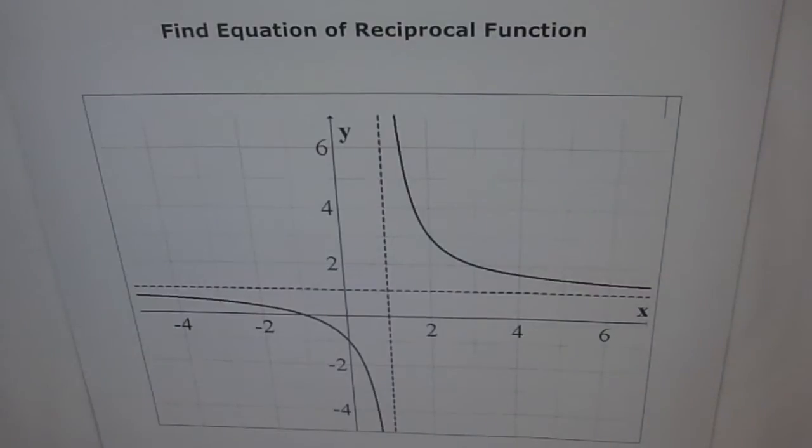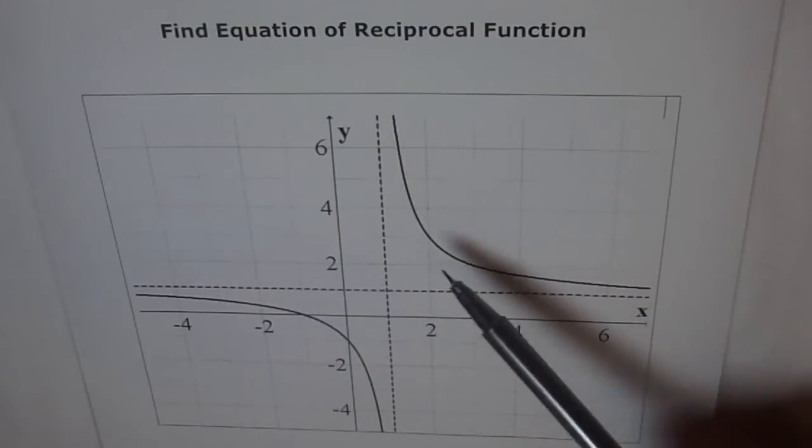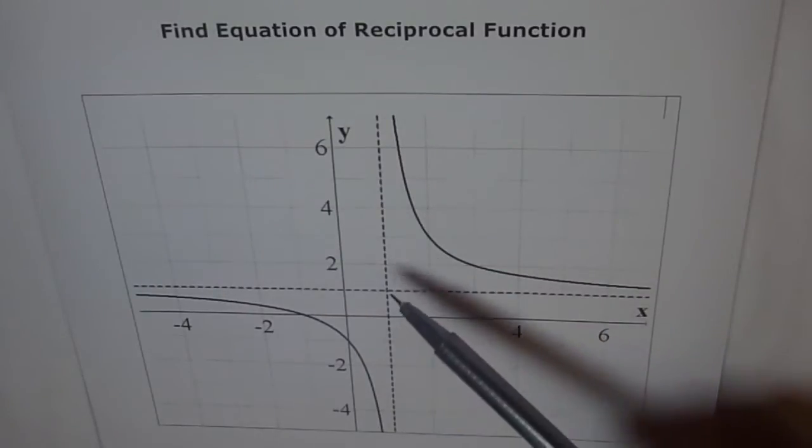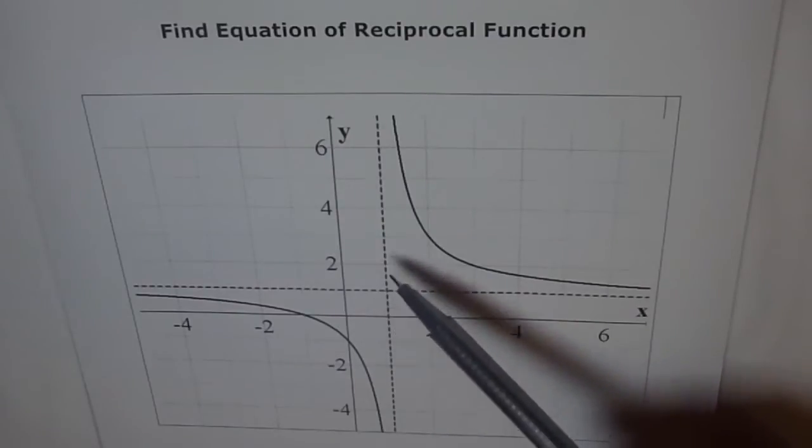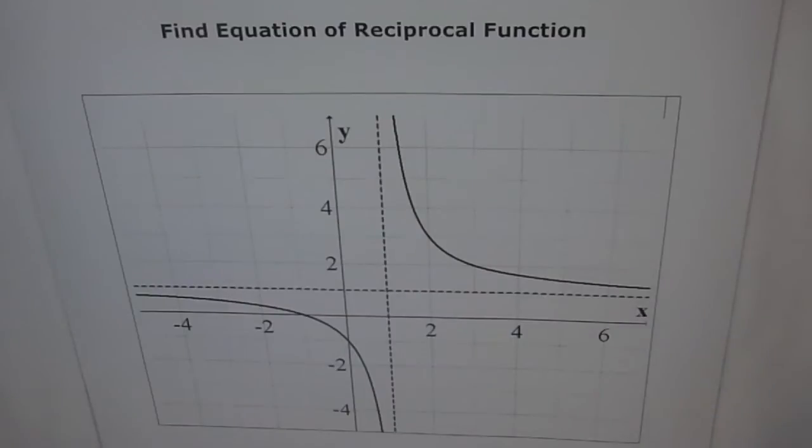Hello, here is a problem. We need to find the equation of this reciprocal function. As we can see, the reciprocal function's horizontal asymptote and vertical asymptote both have shifted, right? So in general, what should be the equation of this function?